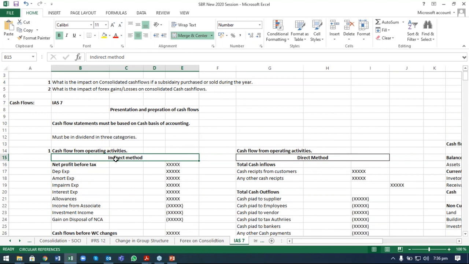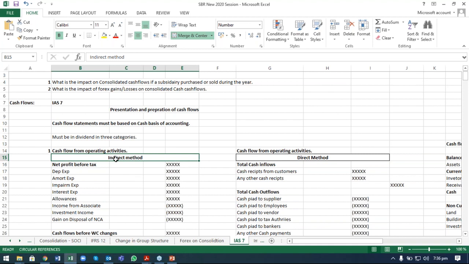Another thing that I'm going to explain to you is there is an inconsistency within IAS 7. IAS 7 has never mandated one method; it depends upon the discretion of the company whether the company is going to use a direct method or an indirect method. So whatever method the company has provided should be looked into. If company A is using an indirect method for the preparation of cash flows and company B is using a direct method, then there is still a problem of comparability.